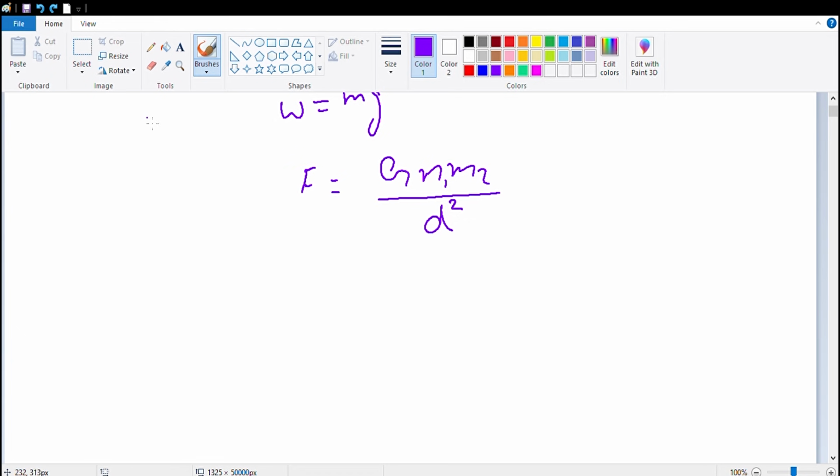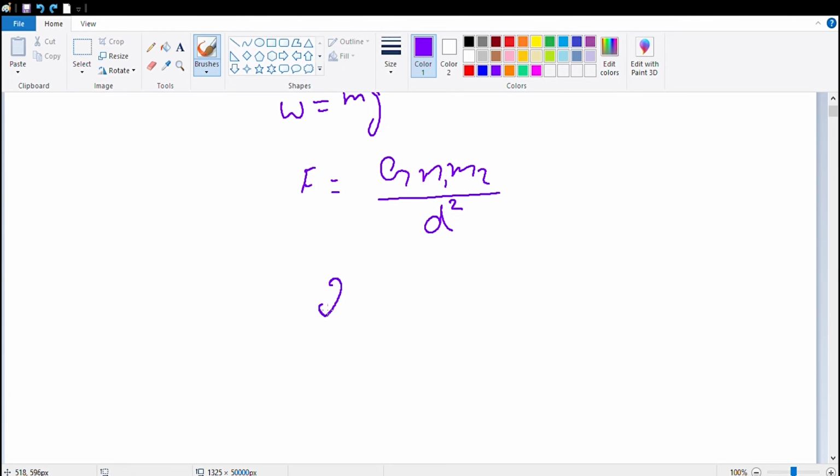And in algebra, we use variables. So instead of equations which have these quantities, F, G, M1, M2, instead of these quantities, we use numbers and variables.